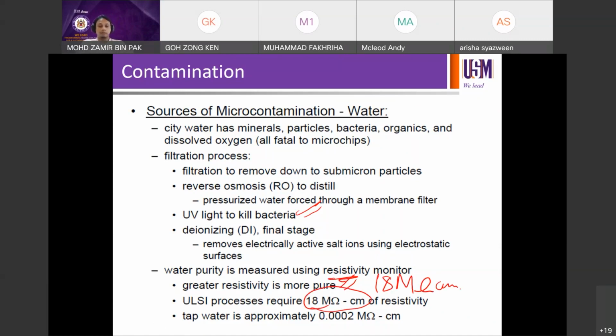So we measure that, okay? Tap water, on the other hand, if you look at this, is 2 times 10 to the minus 4 mega ohm cm. So if you compare to 18 mega ohm cm, that's about 5 orders of magnitude difference in terms of purity. So that water has all sorts of things.